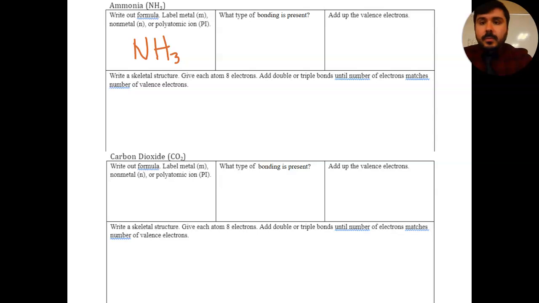So now, formula is written out. Let's label things as metals, nonmetals, or polyatomic ions, right? Nitrogen, right-hand side of the staircase, so non-metal. Hydrogen, left-hand side of the staircase, but again, is our exception to the rule. It is still a non-metal. So we have two or more nonmetals bind to each other, so we have covalent bonding. Okay, nothing crazy to write home about.